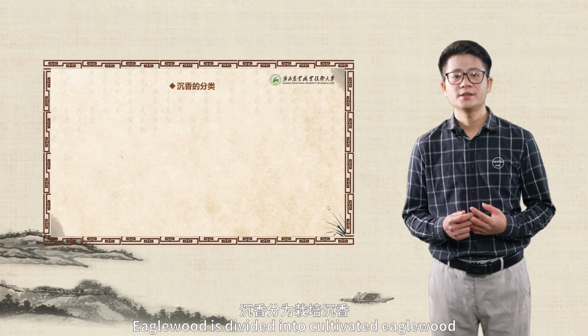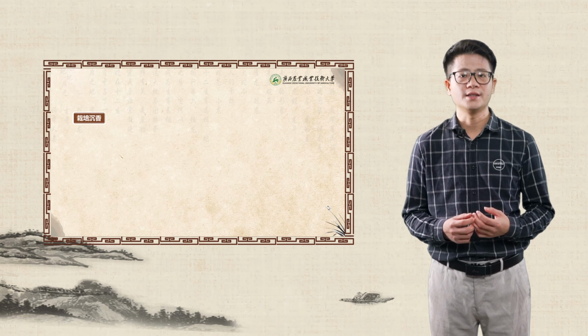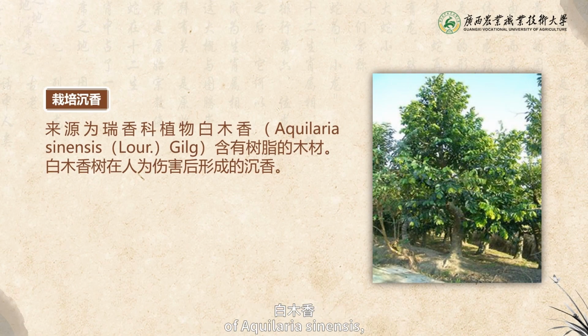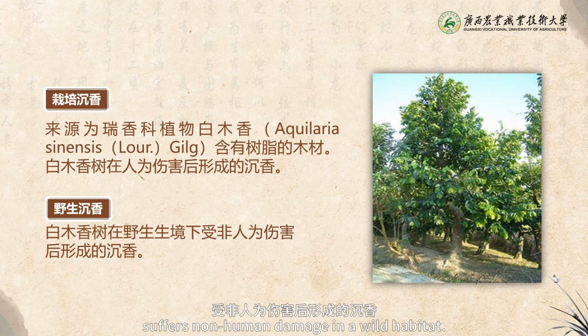Eaglewood is divided into cultivated Eaglewood and wild Eaglewood. Cultivated Eaglewood: the source is the resin-containing wood of Aquilaria sinensis, a plant of Thymelaeaceae. Aquilaria sinensis will form Eaglewood after being damaged by humans. Wild Eaglewood: Eaglewood formed when Aquilaria sinensis suffers non-human damage in a wild habitat.